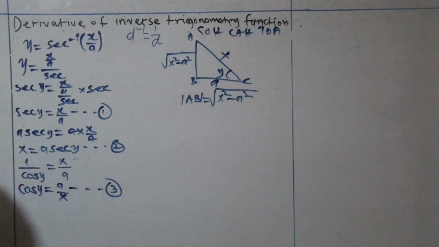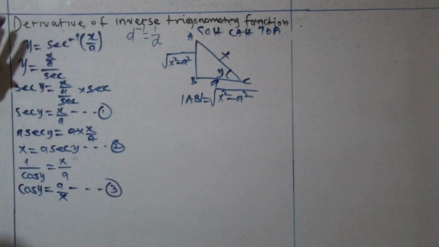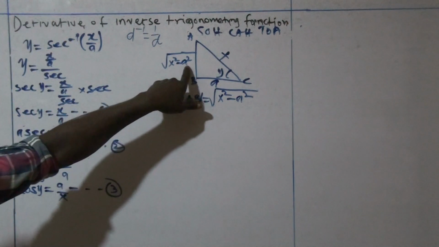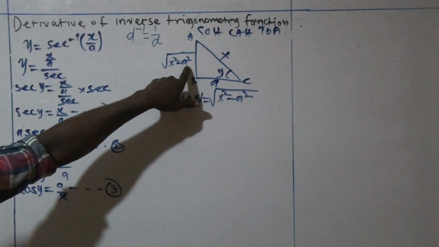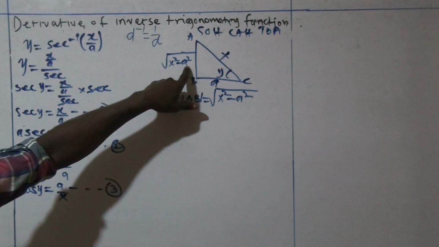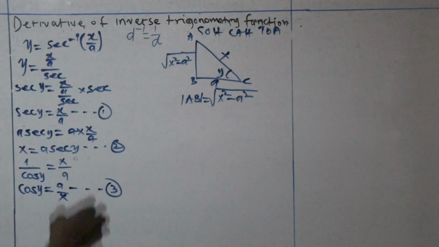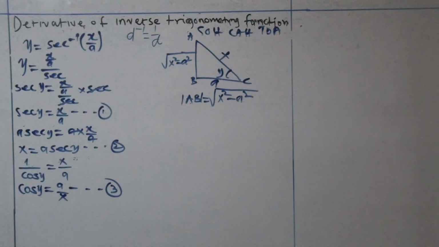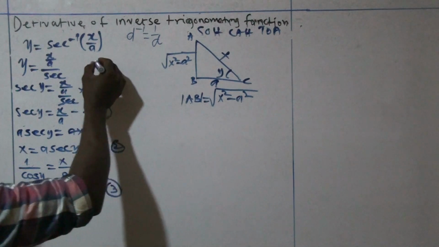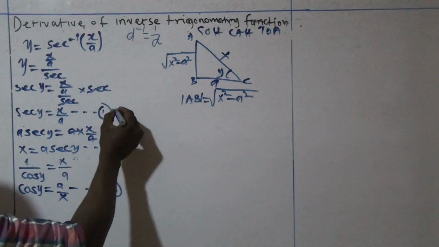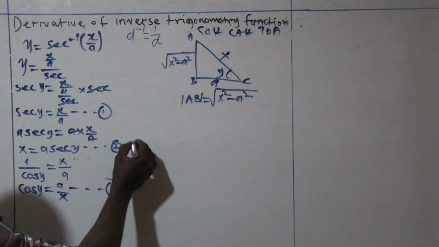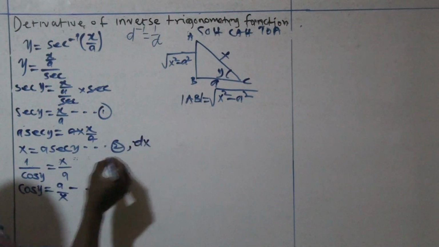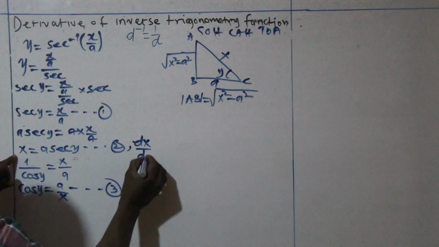So this expression AB is the square root of x squared minus a squared. Here we have done with that. All we need to do next is to look at equation 2. Let's now find the derivative of this equation 2. Let's look for dx over dy.